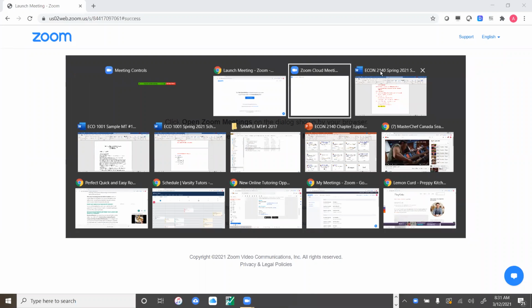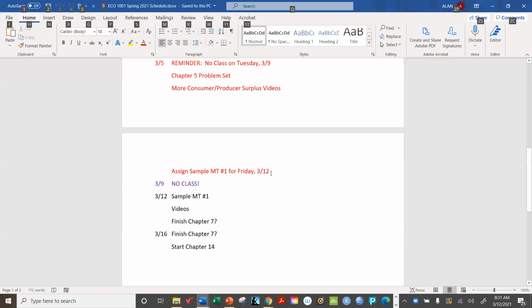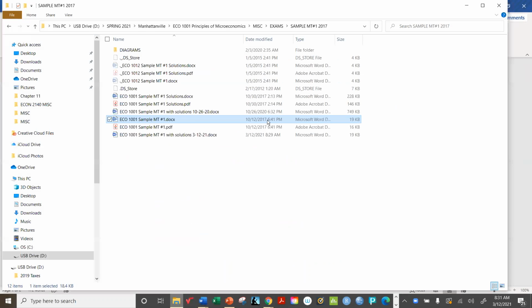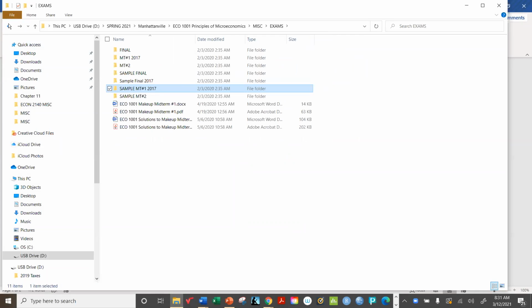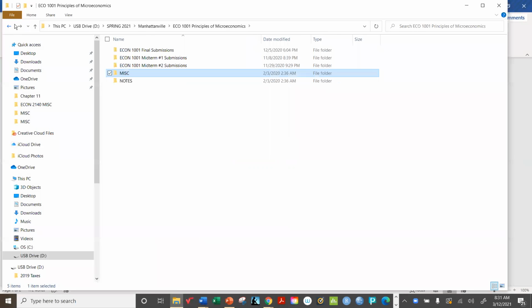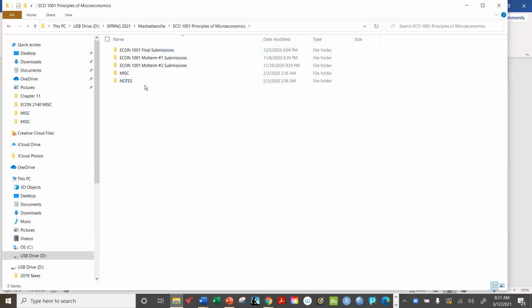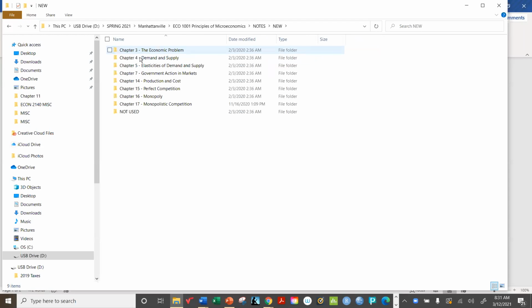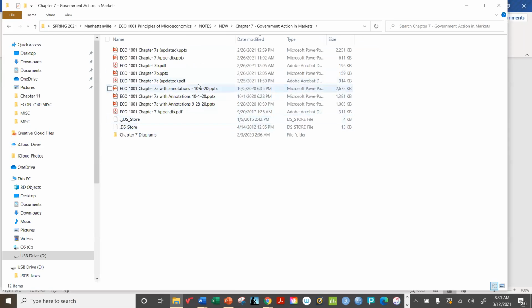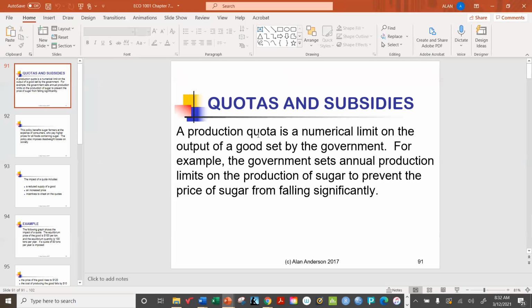We're going to be looking at the sample midterm. And let's see. As far as the material goes, we're in chapter 7, our discussion about taxes and other government interventions in the marketplace. Let me just get that open. I think we had just about finished with consumer surplus and producer surplus. We were getting ready to look at taxes in 7B.